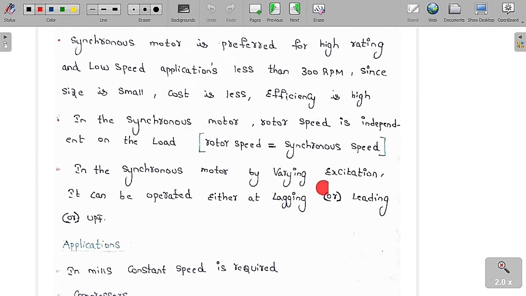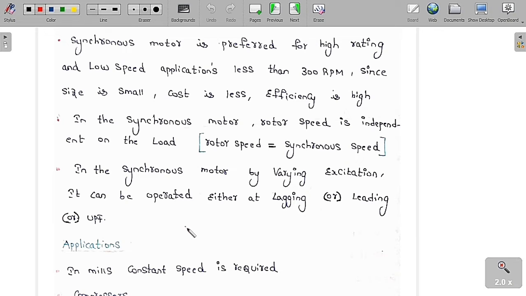In a synchronous motor, by varying the excitation, it can be operated at lagging, leading, or UPF. This is also a very important point that I will discuss in the coming pages. By varying the excitation on the field winding, we can operate the synchronous motor at any of three conditions: lagging power factor, leading power factor, or unity power factor. Whereas the induction motor is always operated at the lagging power factor, and the synchronous motor can be operated at any power factor that you want, either lagging, leading, or UPF. This is a very basic difference between the induction motor and the synchronous motor.